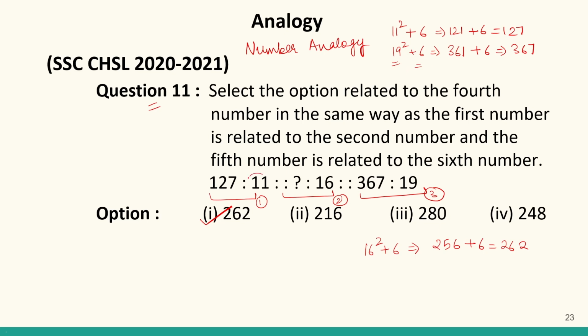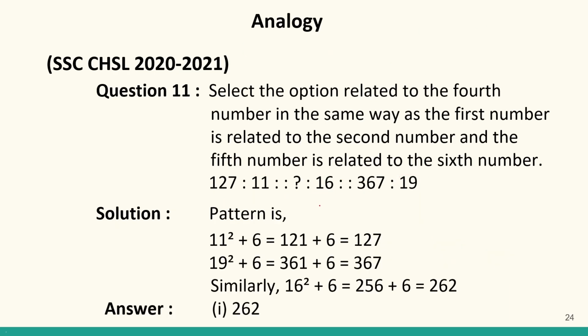So here, operations were done on 11, operations were done on 19. So here also we'll do the same operation on 16, that is squaring it and then adding 6, and we'll get the answer as 262. This is the answer, option number 1. So here you can see clearly squaring and then adding 6. Similarly, we did the same thing for 16 as well.